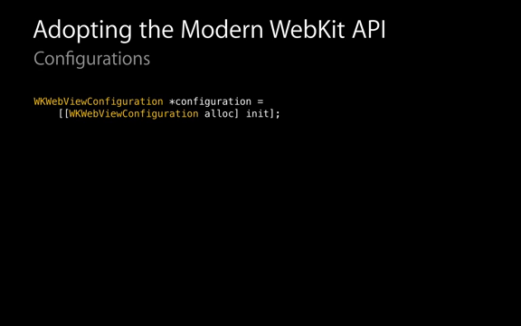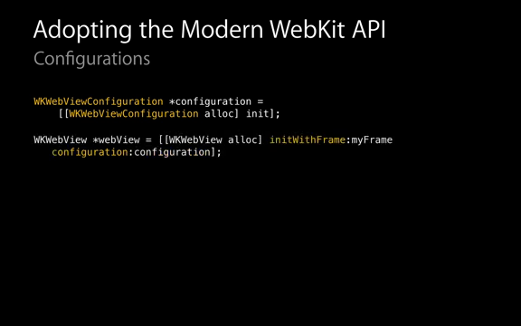This is what it looks like in code. First, you create your WKWebViewConfiguration, and then you create a WKWebView, but you use initWithFrame:configuration:, and you give it a configuration. And that's all you have to do.